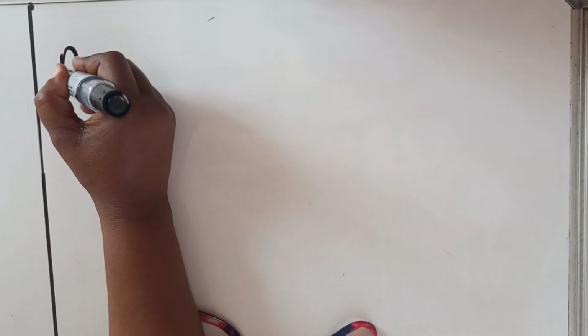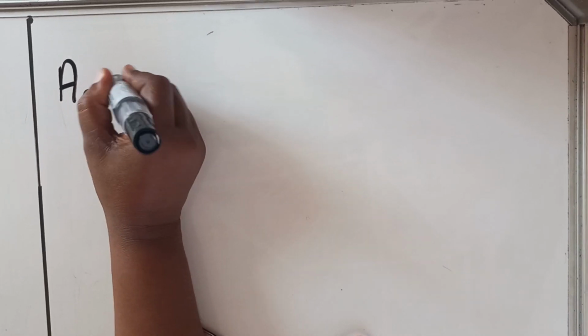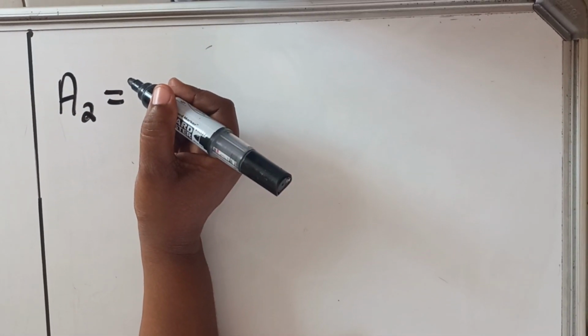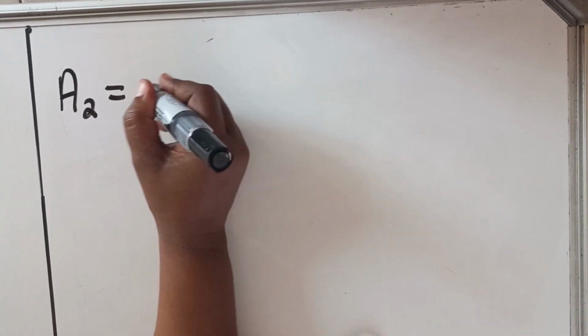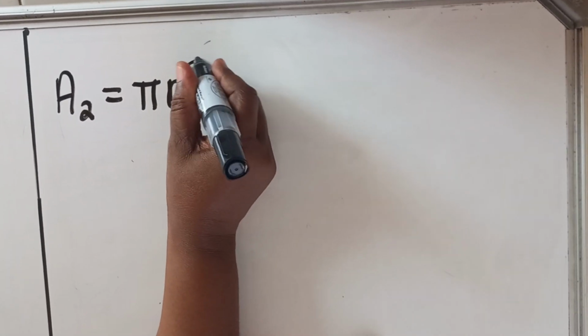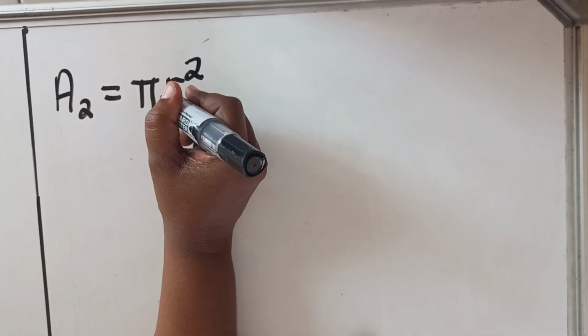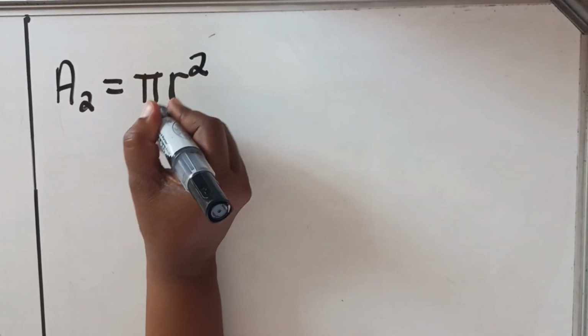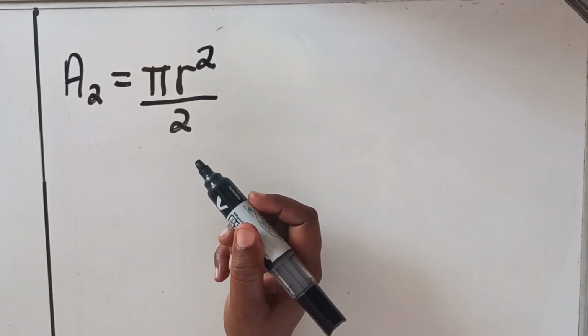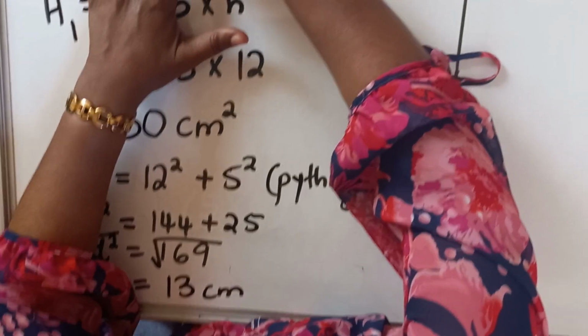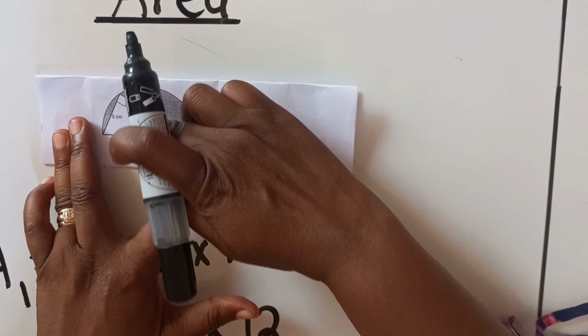Right, now I'm calculating the area. I'm going to call it area 2, the area of the semicircle. The formula for the area of a circle is pi r squared. But because it is half the circle, it's a semicircle, I divide it by 2. In our question, we just calculated the diameter. The diameter is not the radius. The diameter is the whole line. So the radius is half of that.